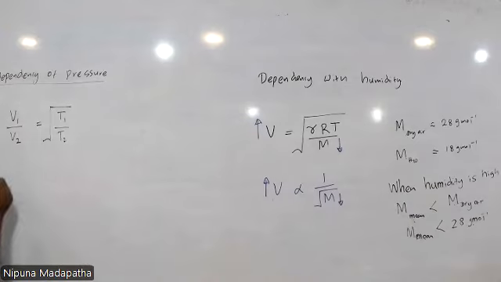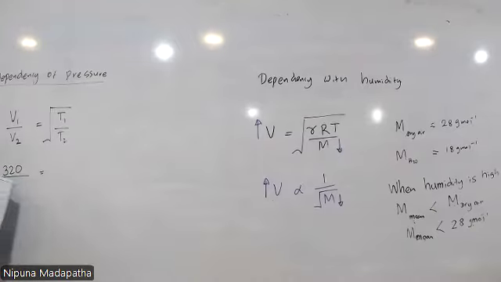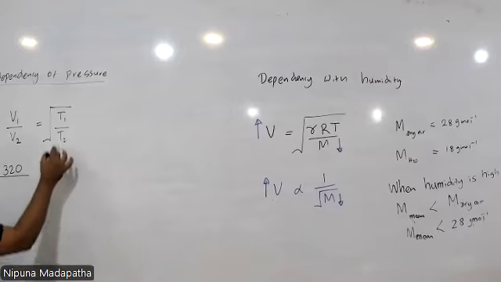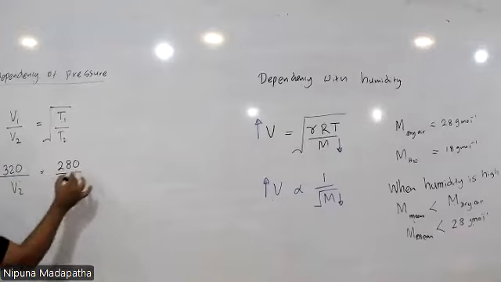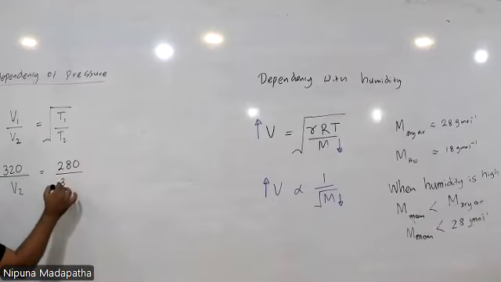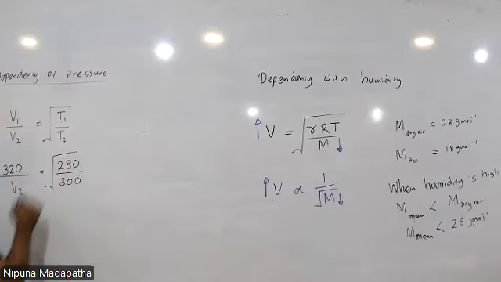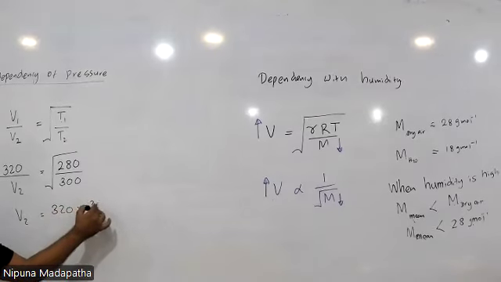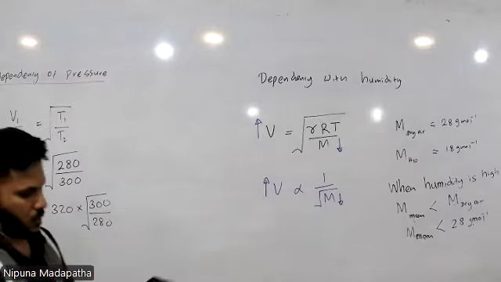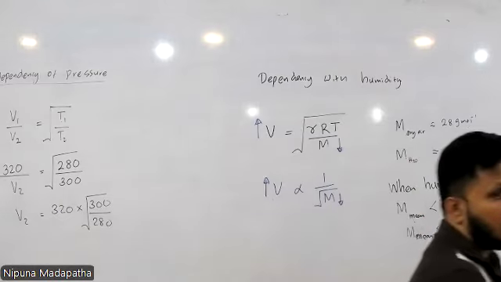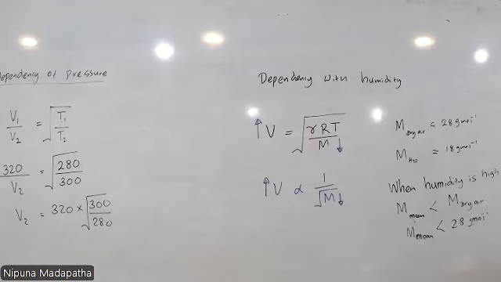Pressure is not relevant. Speed of sound is 320 when the temperature is 7 degrees, which in Kelvin is 280. Temperature 27 degrees is 300 in Kelvin. So V2 equals 320 times square root of 300 divided by 280. What is the value again?